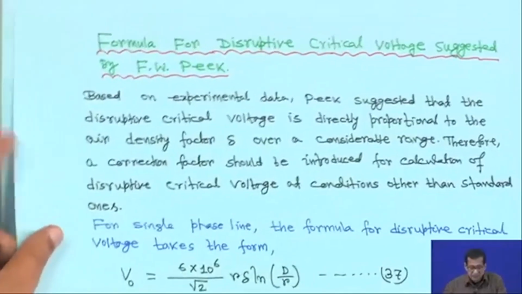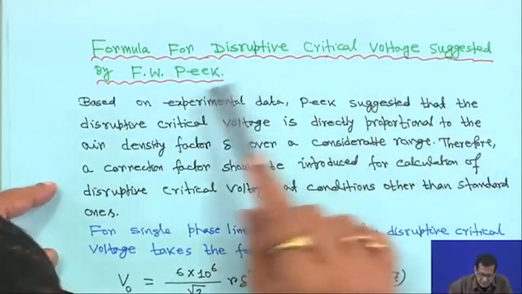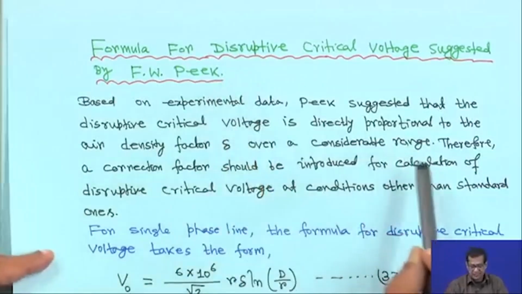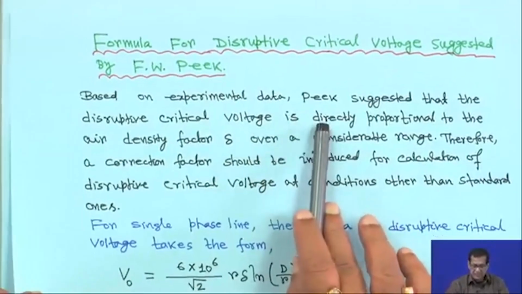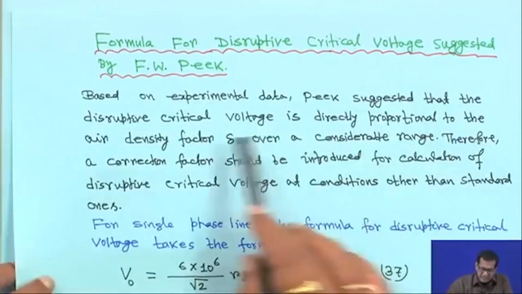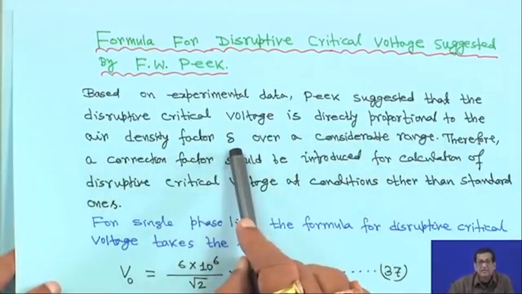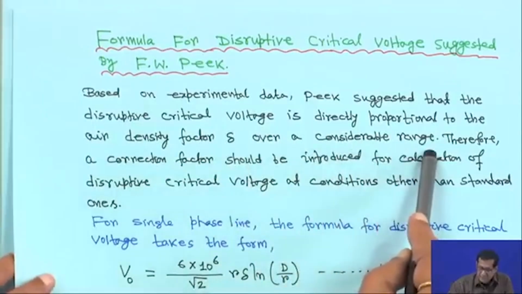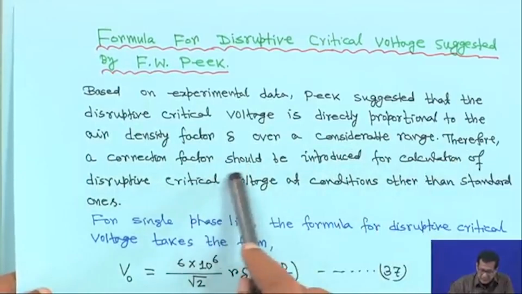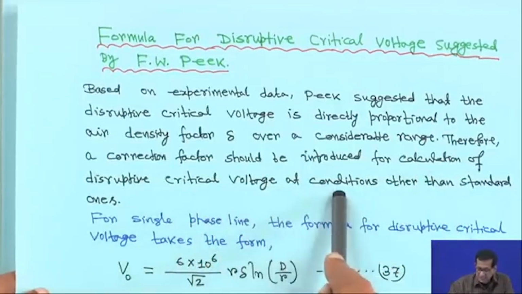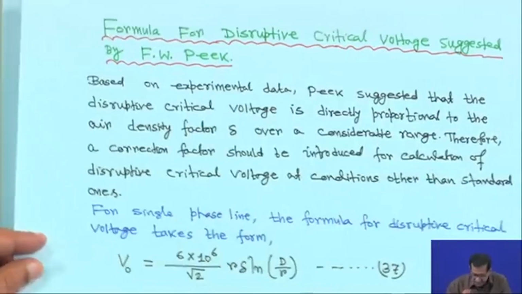Next is the formula for disruptive critical voltage suggested by F.W. Peek. Based on experimental data, Peek suggested that the disruptive critical voltage is directly proportional to the air density factor delta over a considerable range. Therefore, a correction factor should be introduced for the calculation of disruptive critical voltage at conditions other than standard ones.